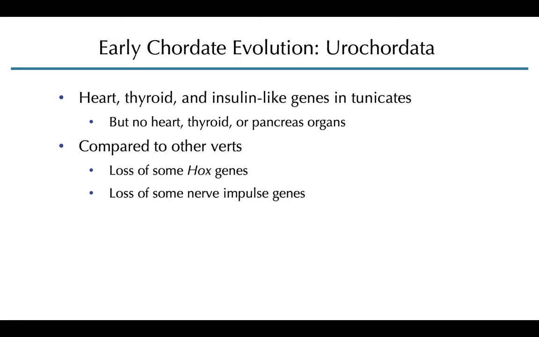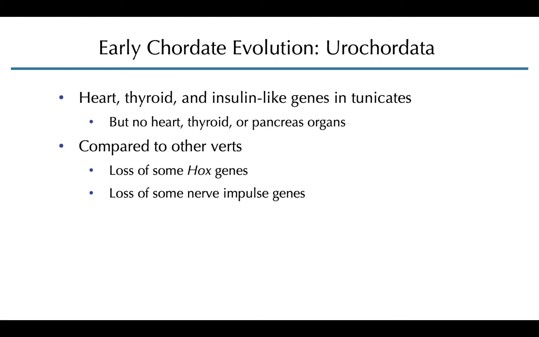Urochordata, or tunicates, are also interesting looking at evolutionary development. They have genes that are homologous to, or equivalent to, our vertebrate heart genes, thyroid genes, and insulin-like genes. But tunicates don't actually have a heart, or thyroid, or pancreas producing insulin. So that tells us again that these are ancestral genes, and then we can understand how they do one thing in one organism, like making a heart, versus something else in the tunicates.